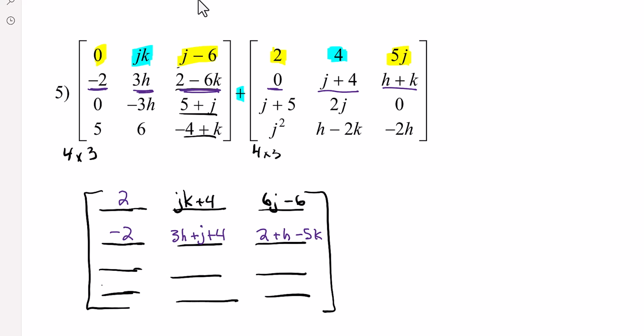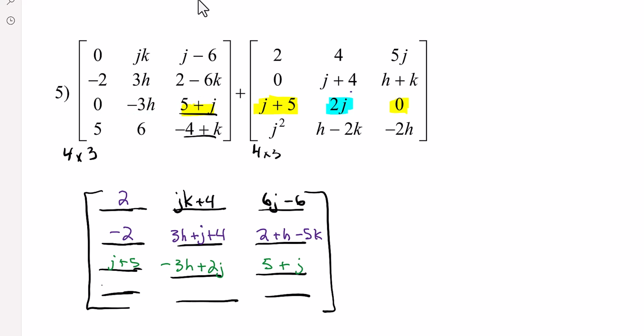So I think you might all kind of get the idea, and I'm going to erase this shading up here now, erase all those underlines, and then keep going. So we have 0 plus J plus 5, so that's just going to be J plus 5. And then we have negative 3H plus 2J. J and H are not the same, so we just go ahead and write negative 3H plus 2J. And then 5 plus J plus 0 would just be 5 plus J.